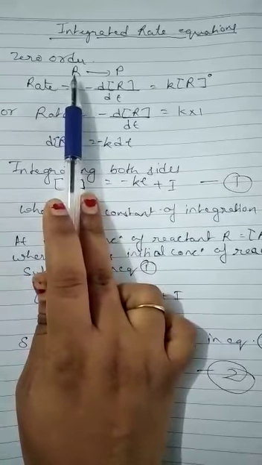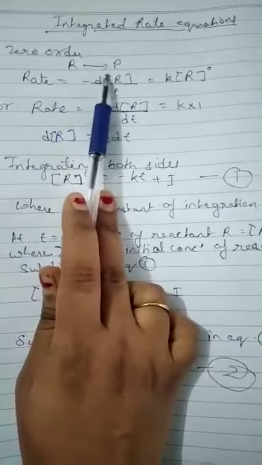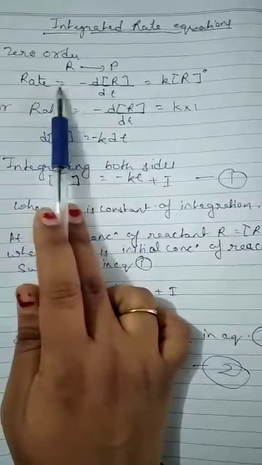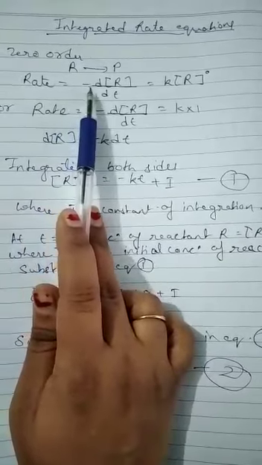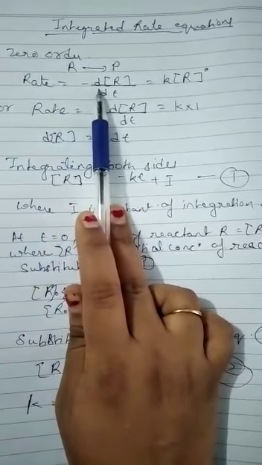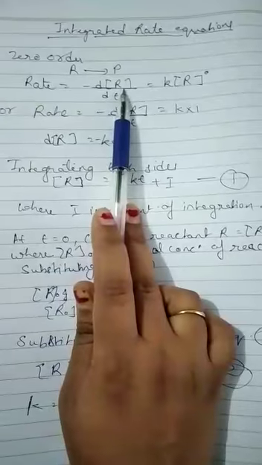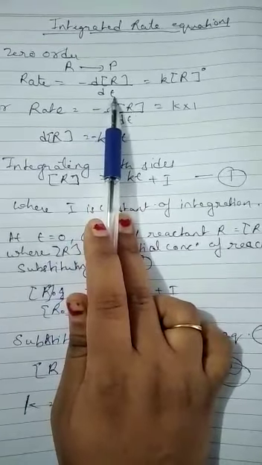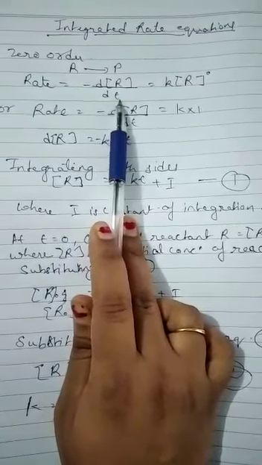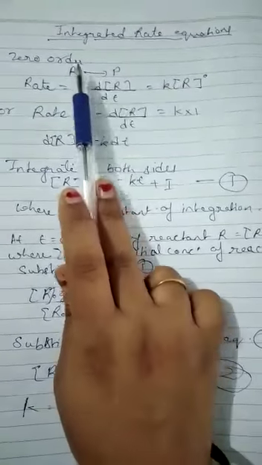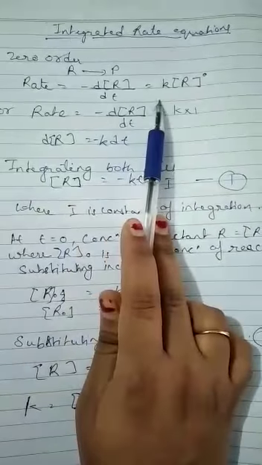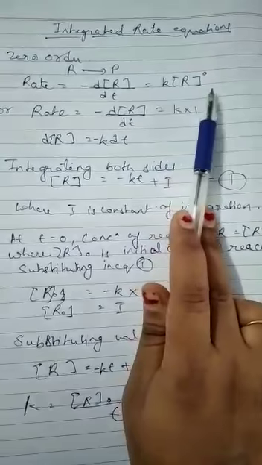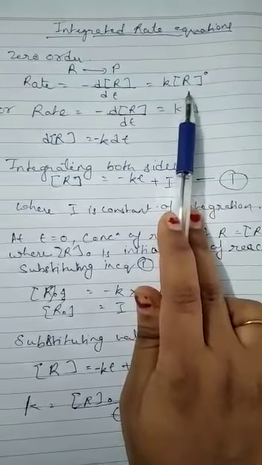Okay, so if R is the concentration of the reactant and P is the concentration of the product, then the rate of the reaction will be equal to minus dR, that is the concentration of the reactant, upon dt, that is the time taken in the process of reaction. Okay, so then if it is a zero order reaction, it will be equal to k into R naught. Here k is the rate constant.